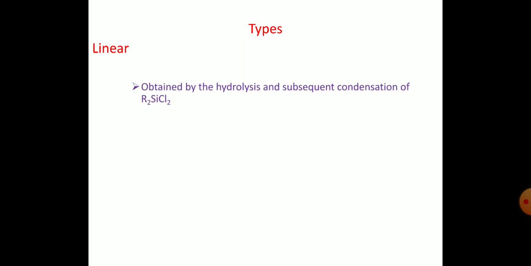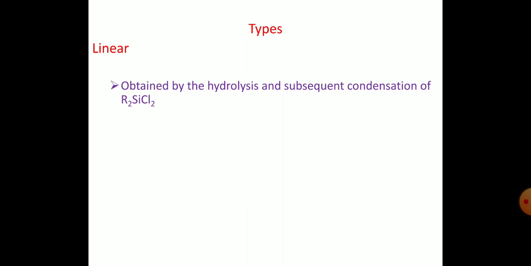Dear students, there are three types of silicones known. Let us see what they are. The type number one is linear silicones. About linear silicones, we have seen just now how they can be prepared. They are prepared by the hydrolysis and subsequent condensation of what molecule? Dialkyl dichlorosilane. What is dialkyl dichlorosilane? That is R2SiCl2. So when R2SiCl2 is hydrolyzed and allowed to undergo condensation, what do we get? We get the product linear silicones.